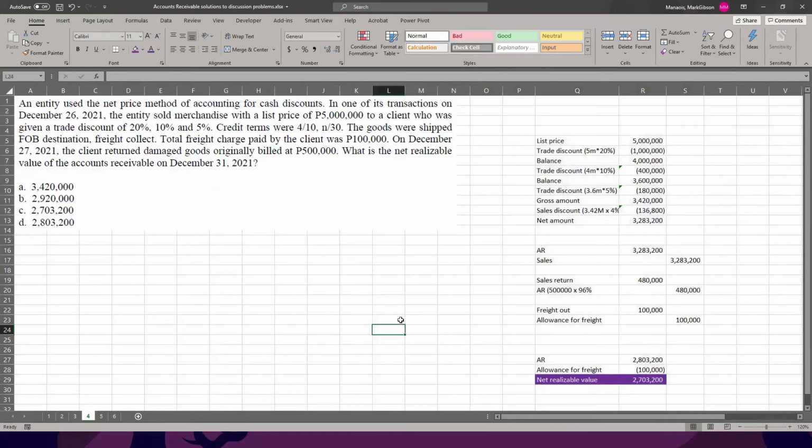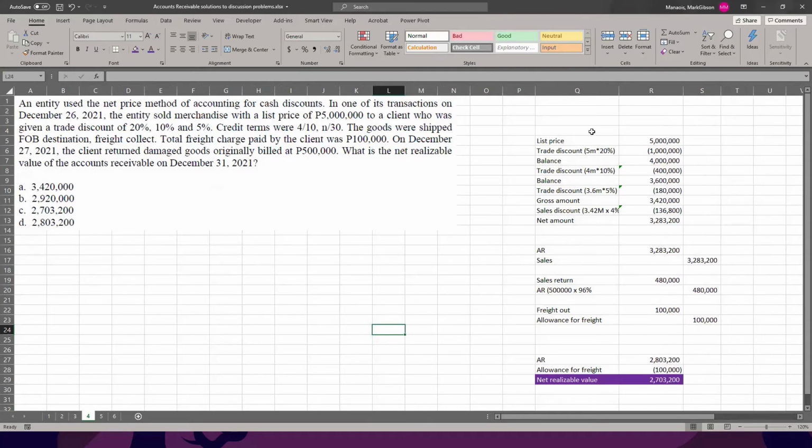Okay. Siyempre, una natin tignan is yung trade discount. So remember, ang binigay sa atin is trade discount of 20, 10, and 5. So paano ba yun? So you have list price of 5 million. Una natin computein syempre yung 20%. So 5 million multiplied by 20%, that would be 1 million. So meron ka na agad na balance of 4 million. And sabi pa, 10% ulit. So 4 million multiplied by 10%, you'll get 400,000 pesos.